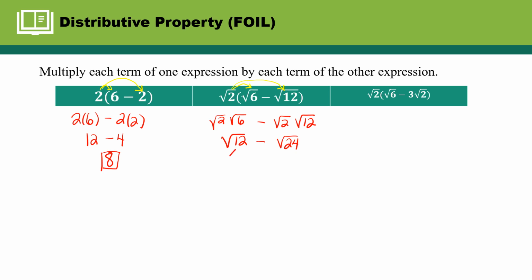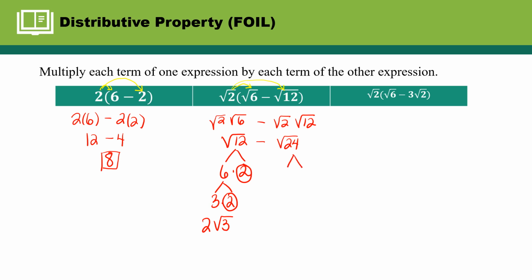From the warm-up, we know that the square root of 12 we can simplify by finding the factors, 6 times 2, and then 6 is 3 times 2. We have a pair of 2's, so they come out of the radical sign, and the square root of 3 remains underneath.